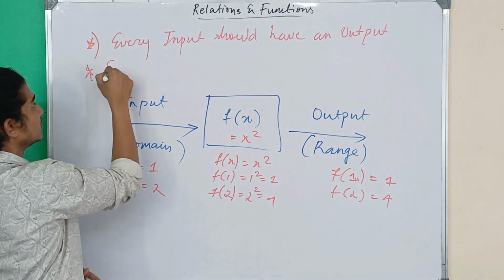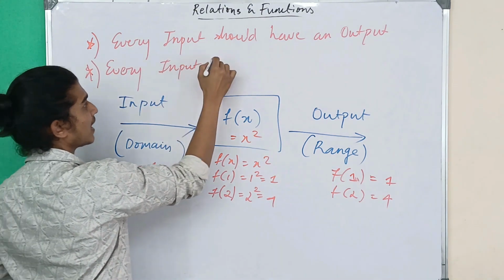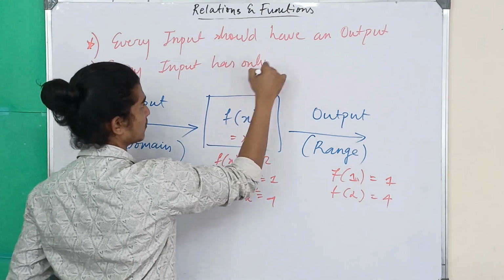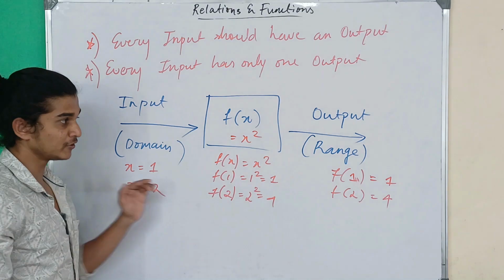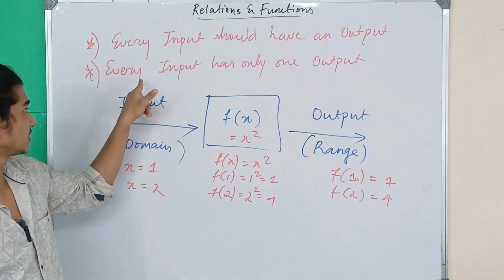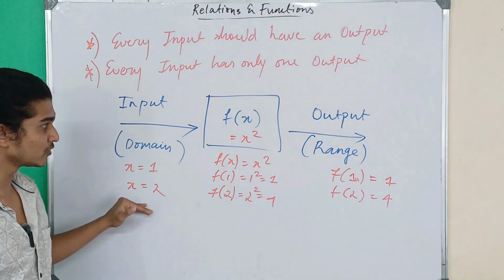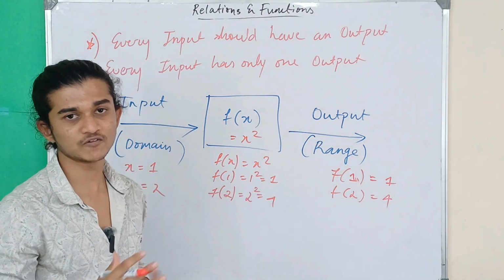And the next thing is that every input has only one output. Whatever number you give, it should have only one output, and that's unique for that particular input. So that is the second one. The first one is every single input should have an output. So these are the criteria for a relation to become a function.